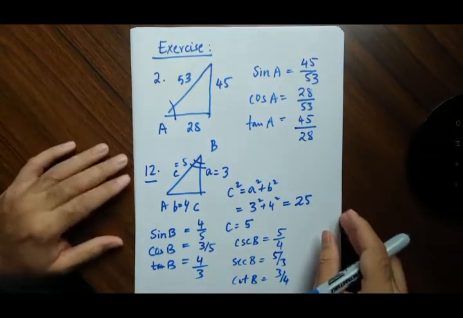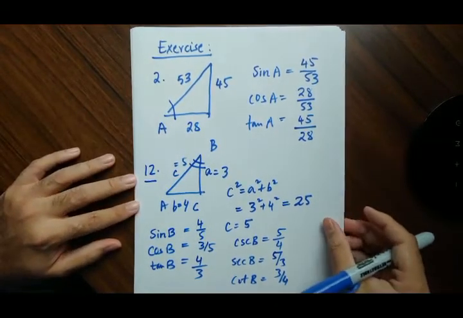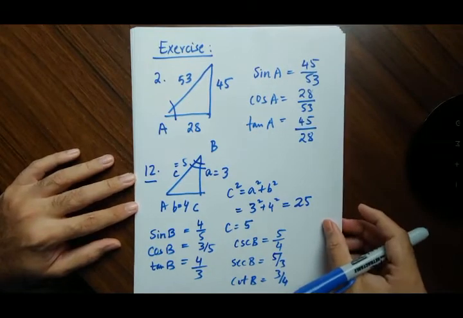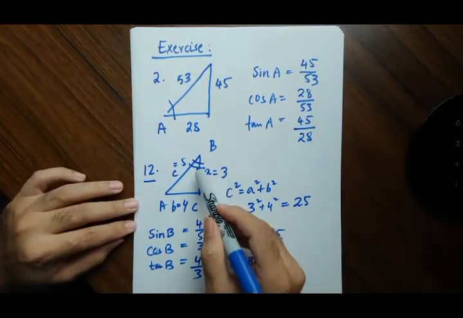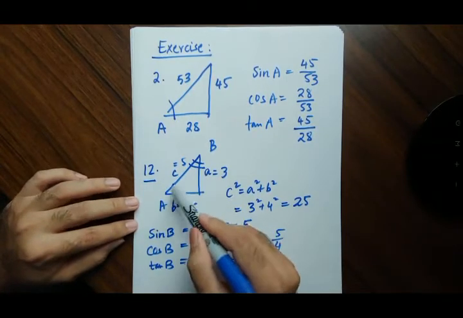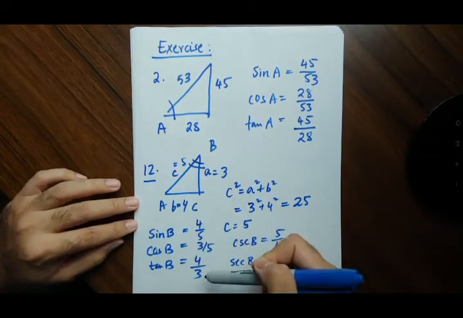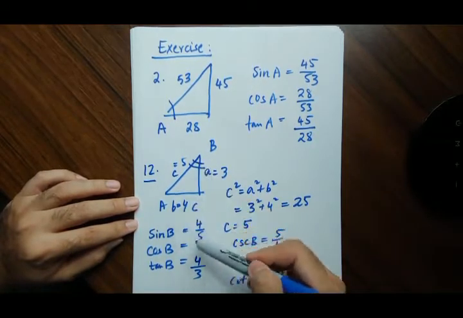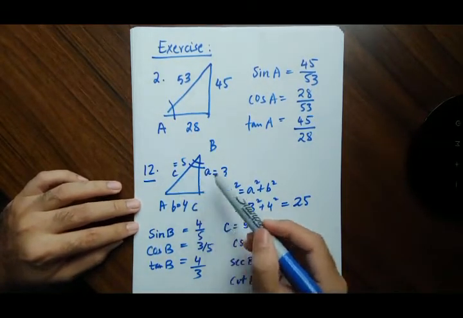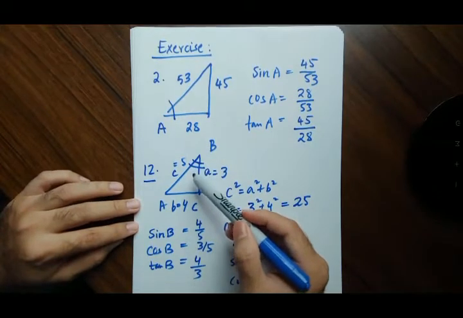So this is another type of problem, number 12, where the sides are given and you have to figure out which angle we are interested in. If it's angle A, the answer will be different, by the way. Since it's angle B we are looking for, we calculate the opposite and the adjacent with respect to this angle B.